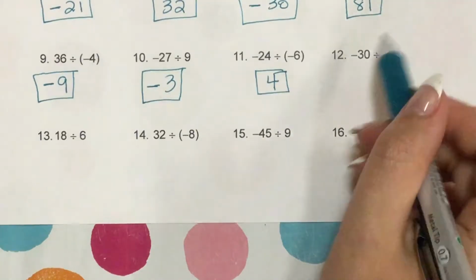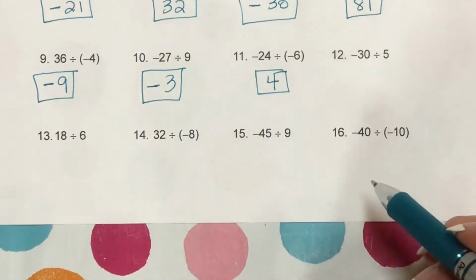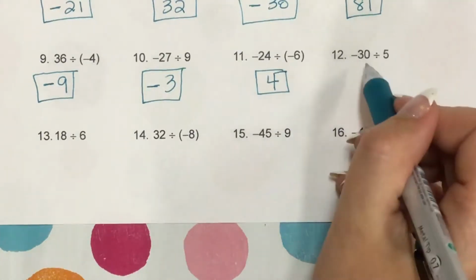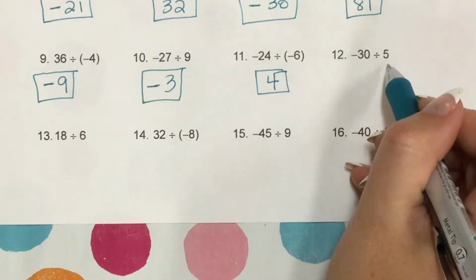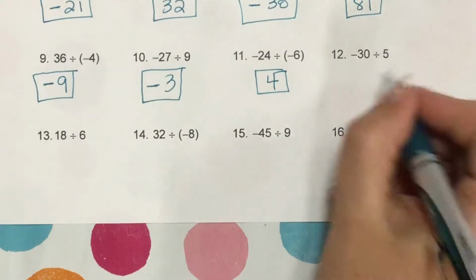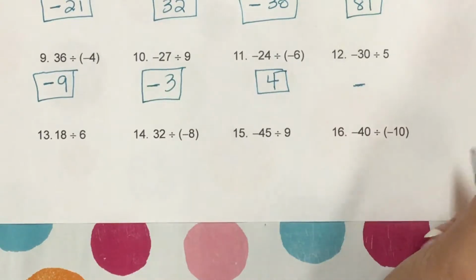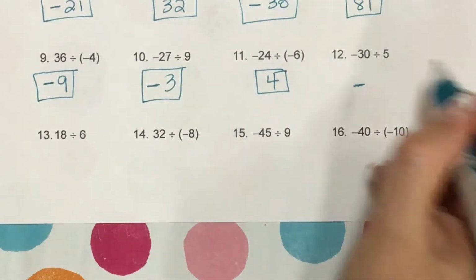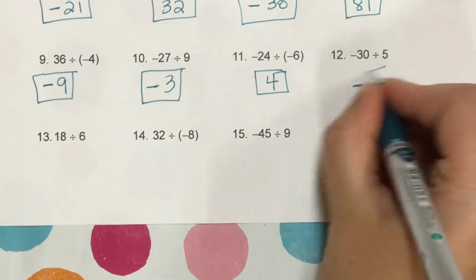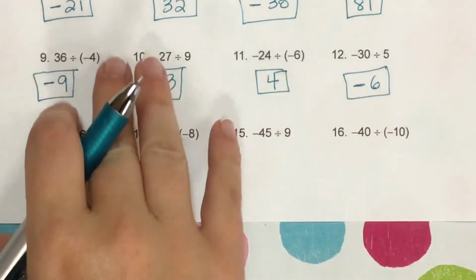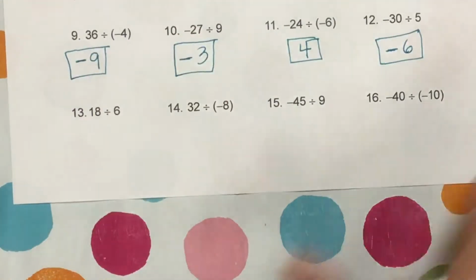Let's go ahead and look at this one. Negative 30 divided by 5. So we have a negative number and a positive number. So whenever the signs are different, the answer is going to be negative. And then you just go 30 divided by 5, and that is 6. So our answer is negative 6. Let's move on to number 13.